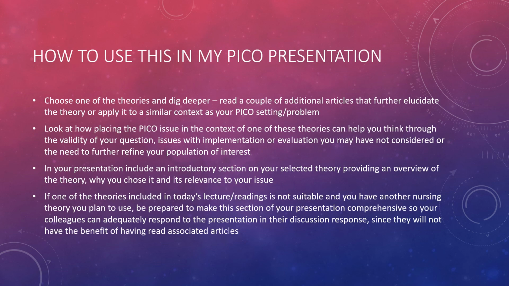So how do I use all of this in my PICO presentation? My suggestion is to choose one of the theories, dig deeper, and read a few additional articles that further elucidate the theory, or apply it to a similar context as your PICO setting or problem. Look at how placing the PICO issue in the context of one of these theories can help you think through the validity of your question, issues with implementation or evaluation you may not have considered, or the need to further refine your population of interest.